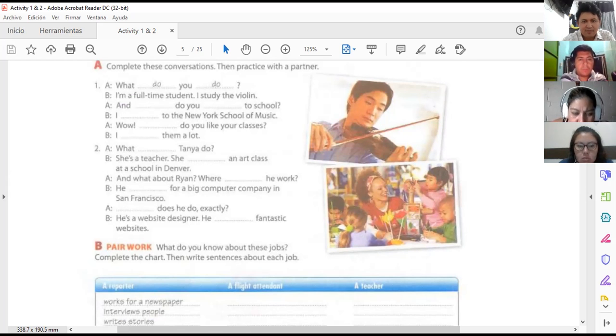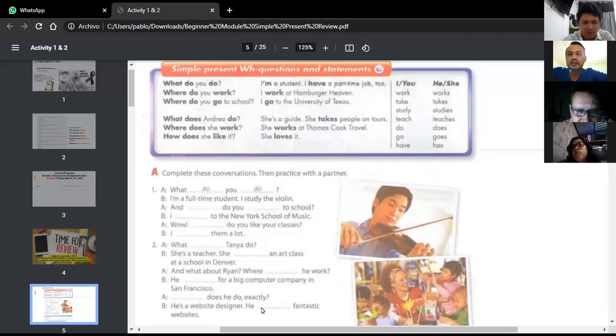Aquí sería. All right. He does fantastic website. Hace fantásticos websites, sitio web. Ah, pues sería he does, así como aquí. He does. Yeah, you can say does, or si quieres ser más picky, va a decir designs, ¿verdad? He designs. You can say does, or designs, or makes, etc.